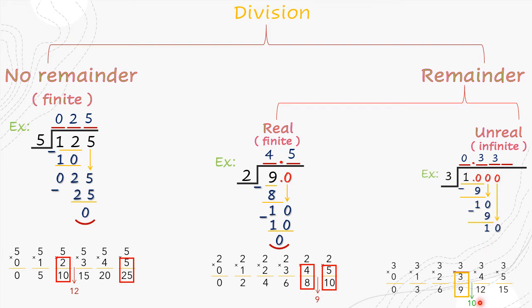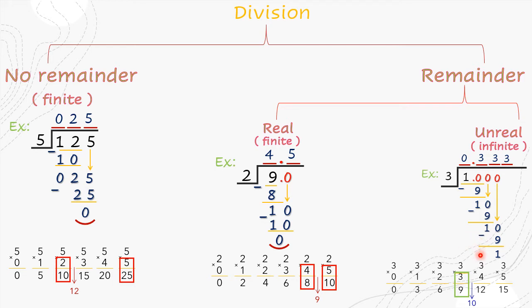So now I have 10. Do we have 10? No. 10 is between 9 and 12. So that means take the smaller, which is 9. The number which is up, up. The number which is down, down. Minus: 10 minus 9 equals 1. Again, and again and again.